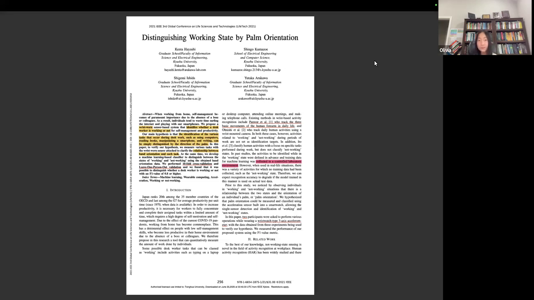Additionally, another main innovation is that the paper used the angle data from an accelerometer to calculate the palm position, which was then used to classify the activity being performed. And this was a pretty unique innovation.